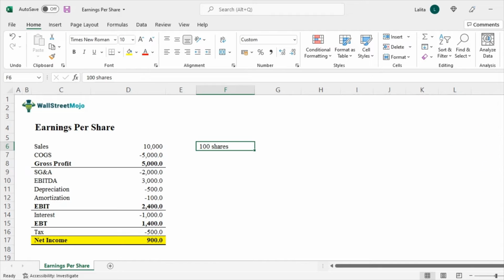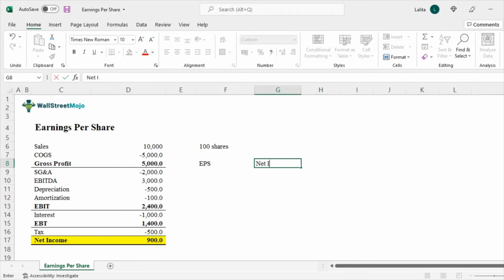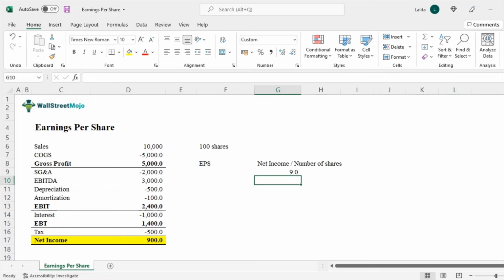So think of it, okay? Net income is the total earnings of the company this year. So what will be the earnings per share if there are 100 shares? The formula is very intuitive. EPS, or earnings per share, is nothing but net income divided by your number of shares. The number of shares is 100, and the net income is 900. So the formula is very easy: 900 divided by 100. That is $9, okay? So earnings per share is $9.